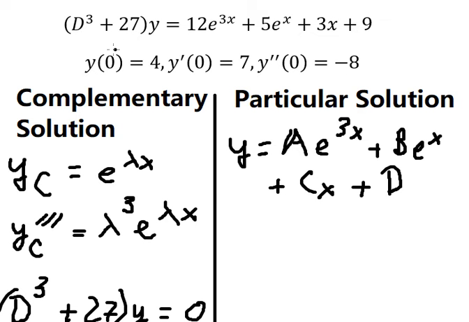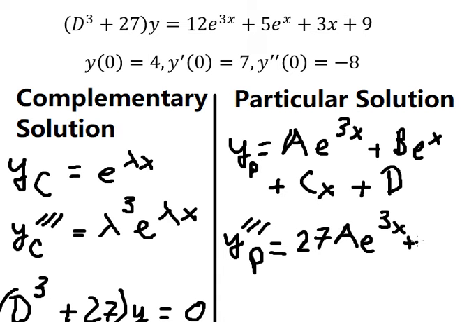Now we do the third derivative of this one. So if we do the third derivative of this one, we have 27a e to the power of 3s plus b e to the power of s. If we do the first derivative of this one, we have 1. If we do the second derivative, you get 0. Similarly this one, this is the constant, so you get 0. Now we substitute this one here and this one here.